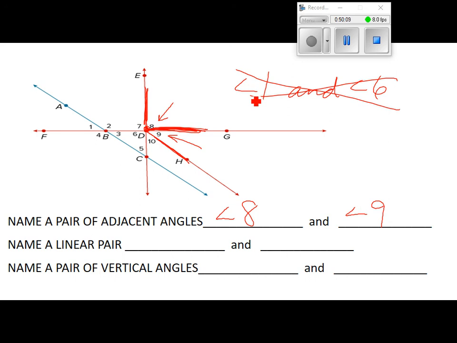All right, let's go to a linear pair then. Do we want to use 3 letters this time? Yeah. All right, so let's use 3 letters. Angle F, D, C. It gets hard after a while once I draw on these too much. F, D, C. Does everybody see that angle? Yeah.